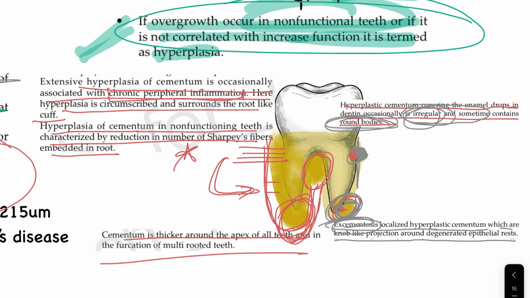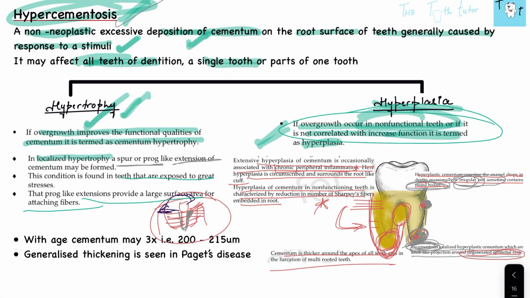Because maybe in the center of this I have some degenerated epithelial cell rest. There was some cell rest lying over here. It got degenerated, and when cementum was getting deposited, a lot of cementum got deposited over here and it formed excementosis. So this is about hypercementosis. It is a very important topic from the examination point of view, for practical, theory, viva, everything.